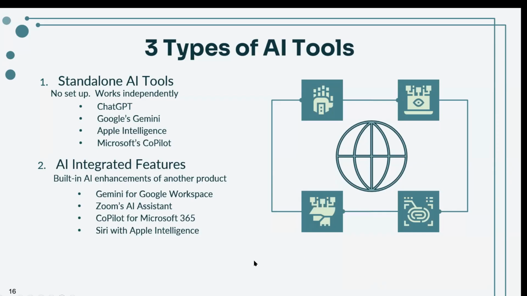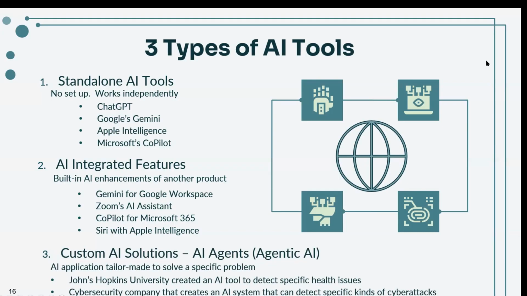Copilot from Microsoft is embedded in Word, in Excel, in Teams, in all of the Microsoft products. It has Copilot, which is the name of the product, that is embedded in all of the Microsoft tools, powered by GPT, and then Siri with Apple Intelligence. So standalone apps, AI integrated. Those were the two things that we were going to be using up until about late last year.